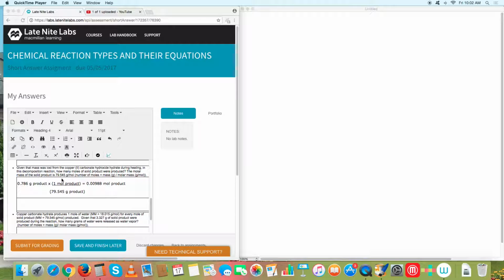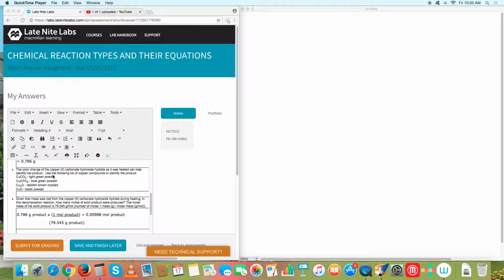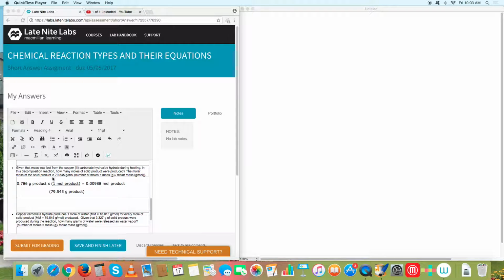Continuing with my fake data here, it's asking what the number of moles of solid product formed were, and that would be based on the difference between the crucible before heating and the crucible after heating. That would be the mass of product that's left in there. If you want to find the number of moles, we use this kind of equation. They tell you that the molar mass of the product is 79.545 grams. In order to get moles, we multiply the grams of product by 1 mole of product over the number of grams in 1 mole.